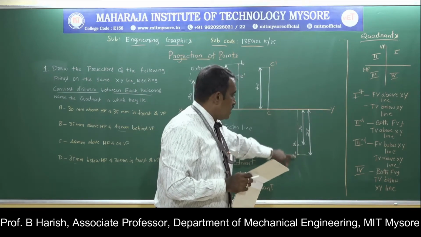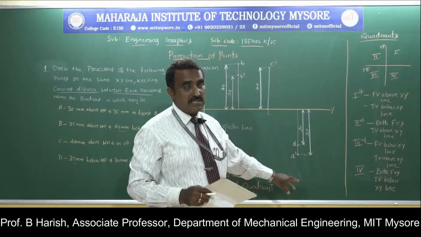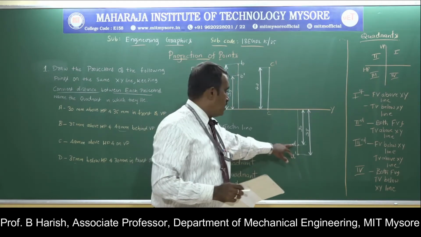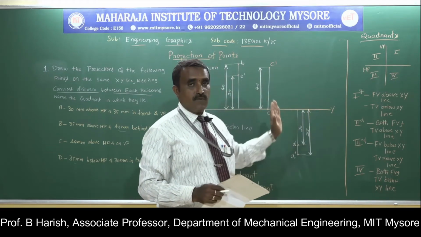So here once again looking at the quadrant, this will be D dash, the point is given as D dash because it is front view, and this is point D. So this is how we can draw the projections of the given point.